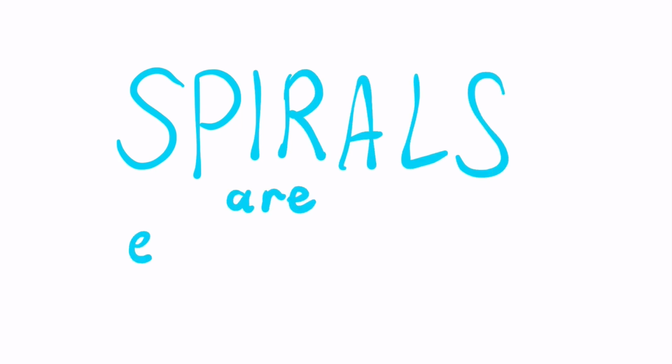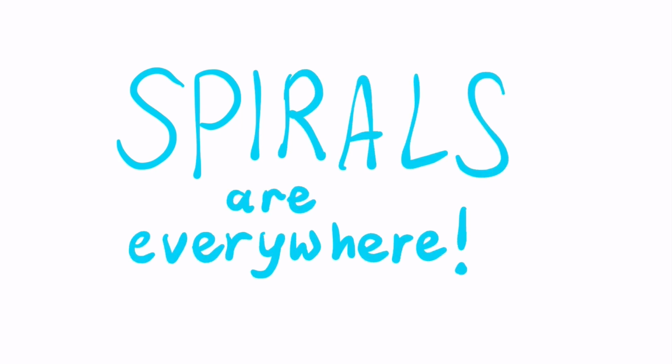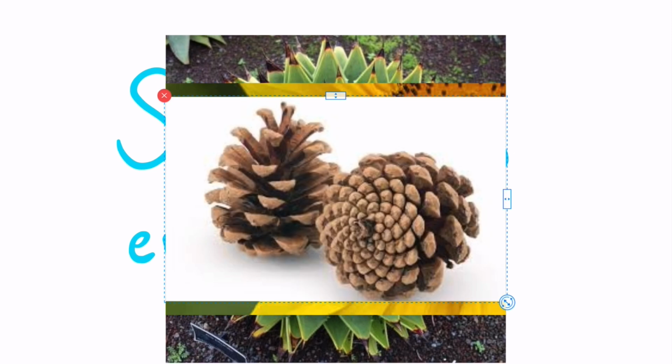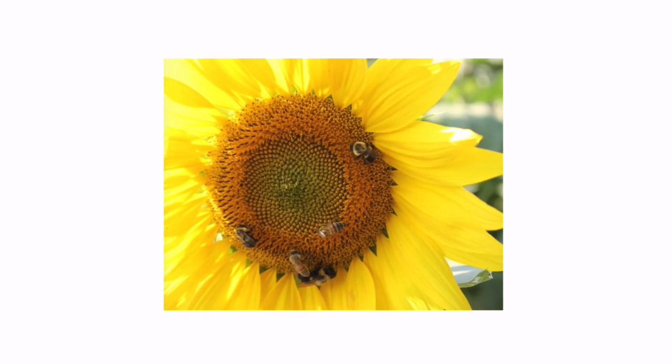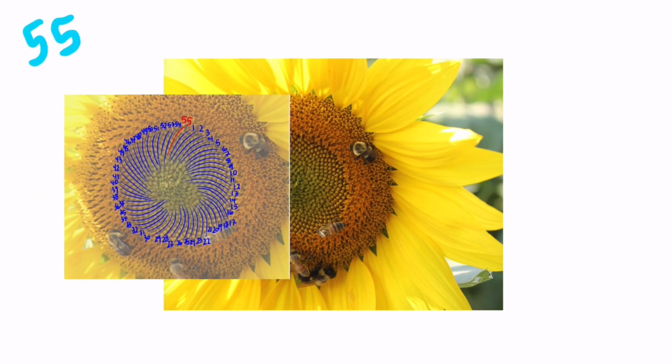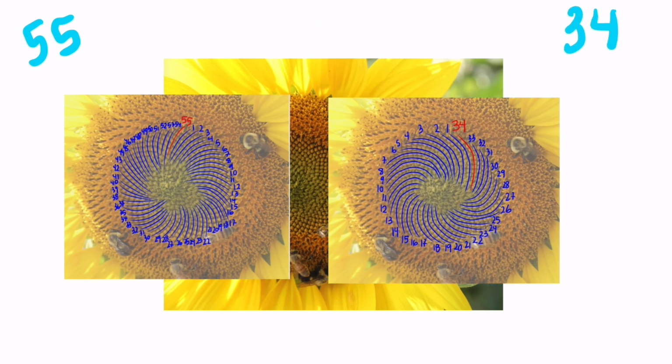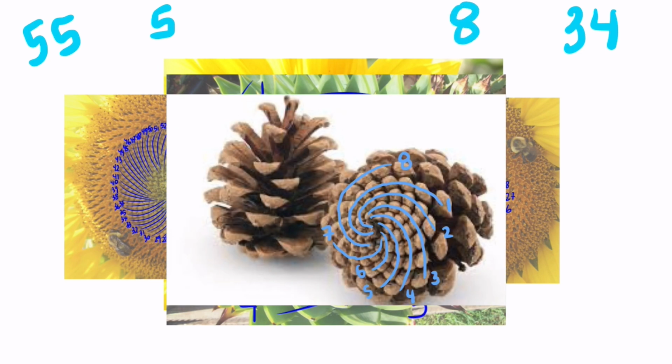Something that shows up frequently in plants are spirals. From the petals, seeds, and leaves around a stem, spirals are everywhere. But what if we actually counted them? Take the sunflower. There are 55 clockwise spirals and 34 counterclockwise spirals. Take a look at more plants and you'll see the same numbers pop up.